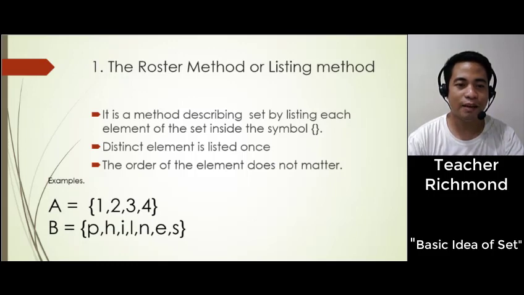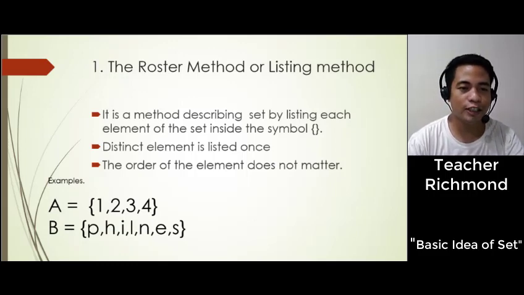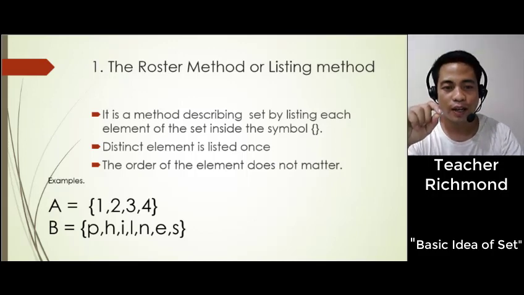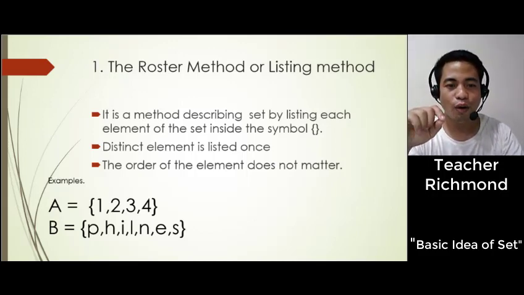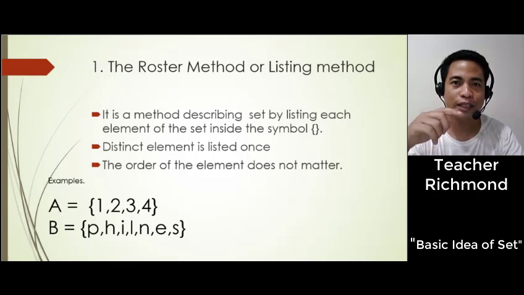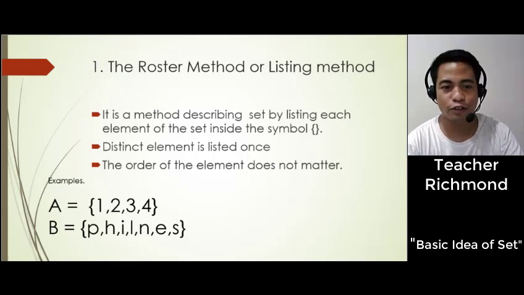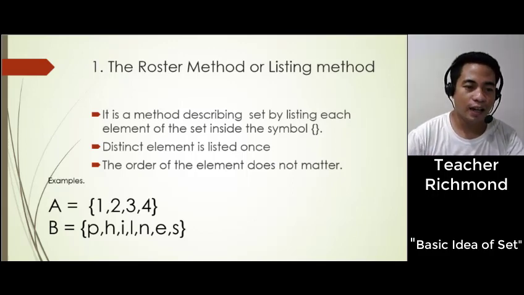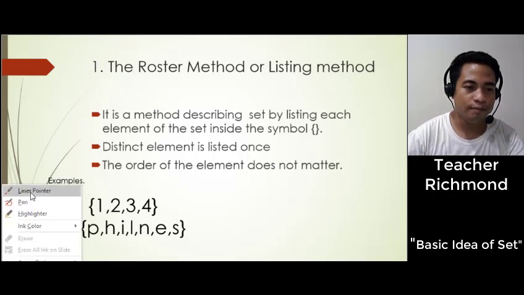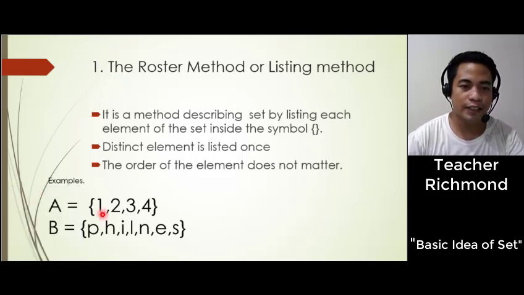Now let's have this example. First example, set A: counting numbers from 1 to 4. So you are going to type all the counting numbers from 1 to 4. So that's why we have it here. We have it here. 1, the first element, second element, 2, third element, 3, 4.